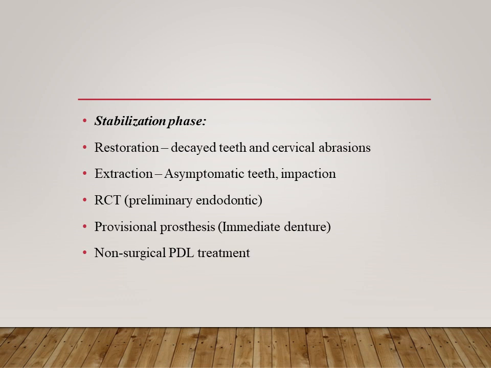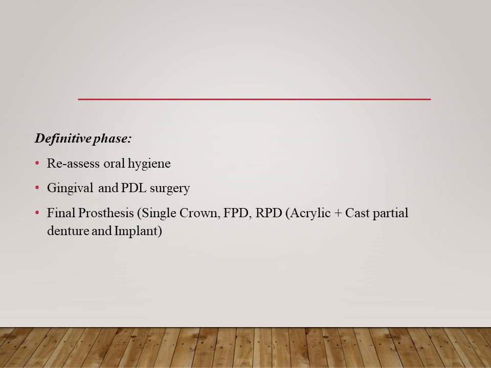You have to give them provisional prostheses like immediate dentures, so that the patient does not feel aesthetically inferior, so that the patient has a replacement immediately after the extraction as well, and the extraction site can heal under the cover of the prosthesis over the next couple of weeks. Then of course you have your non-surgical perio treatment in the stabilization phase. In the definitive phase, you have to reassess the oral hygiene of the patient and see what is necessary to be done. All your gingival surgeries come inside the definitive phase, like your depigmentation or your flap surgeries, frenectomies, etc.